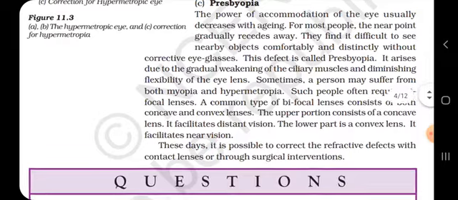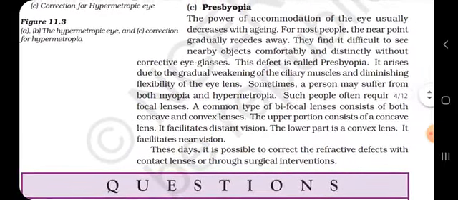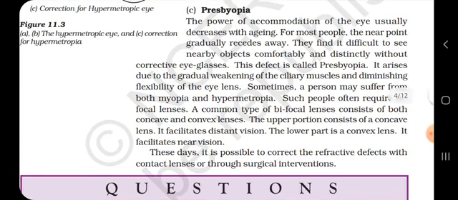Here the bifocal lens means a lens which is composed of both the concave lens as well as the convex lens. The upper portion of the bifocal lens consists of a concave lens which is used to see the distant vision clearly, whereas the lower part is of convex lens which is used to see the nearby vision clearly. But these days, presbyopia can also be removed by using contact lenses or surgical operations. I hope you are clear with presbyopia.